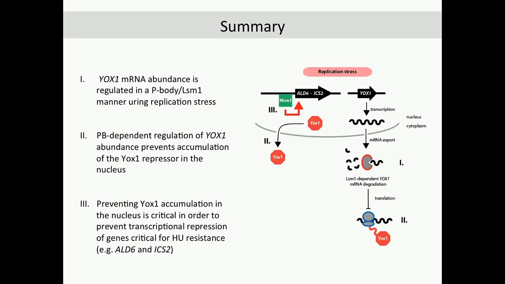In summary, today I showed you that YOX1 mRNA abundance is regulated by P-bodies / LSM1 during replication stress. I showed you that the P-body dependent regulation of YOX1 abundance prevents the accumulation of the YOX1 repressor in the nucleus, and this response is important in order to prevent the repression of genes that are important for HU resistance during replication stress, and these 2 genes are ALD6 and ICS2. And so with that, can you go to the next?